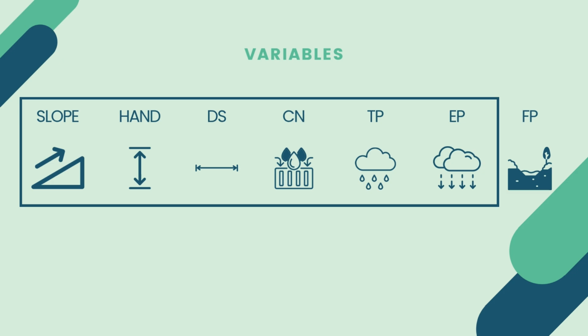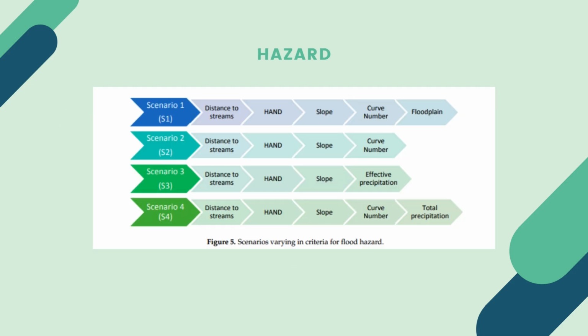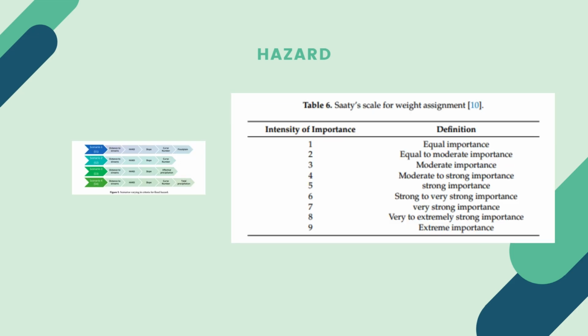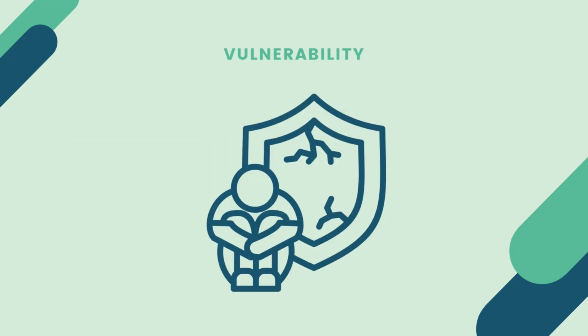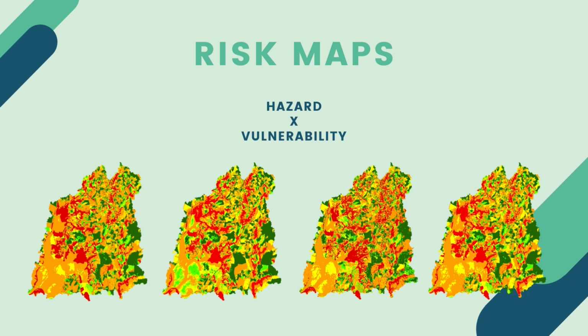After calculating these elements, I'll proceed to reclassify each one based on table 2 of the article. Next, 4 hazard scenarios will be calculated based on figure 5, where different variables are used with different weights, calculated using the analytic hierarchy process method. A simple calculation of social vulnerability will also be carried out, and finally a combination of hazard and vulnerability will be made, resulting in 4 risk maps.